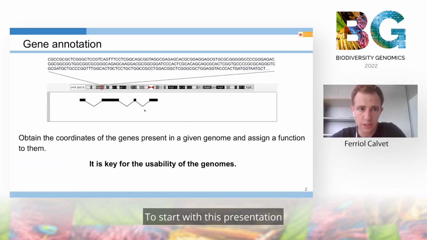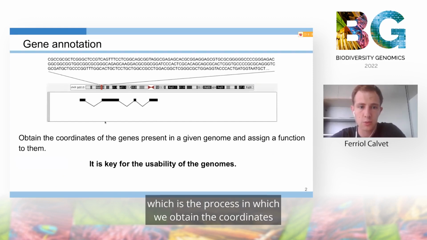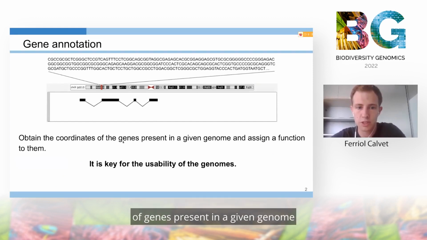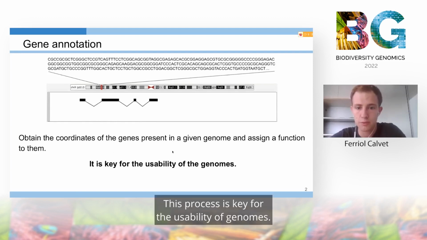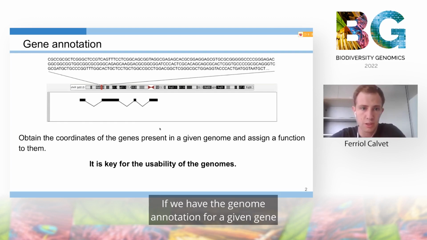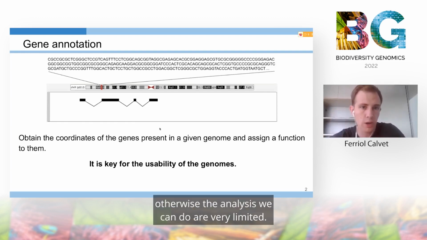To start with this presentation, I would like to introduce you to gene annotation, which is the process in which we obtain the coordinates of genes present in a given genome and assign a function to them. This process is key for the usability of genomes. If we have the genome annotation for a given genome, we're able to do posterior analysis. Otherwise, the analyses we can do are very limited.